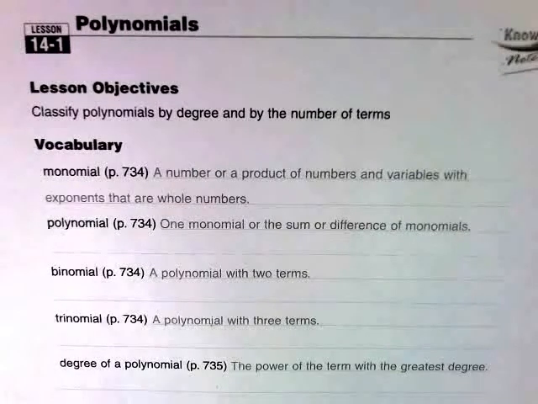Again, a polynomial is a monomial, or the sum or difference of monomials. So when we add together different monomials, that's going to be a polynomial. A binomial is a polynomial with two terms, so one addition or subtraction sign really. A trinomial is a polynomial with three terms, so two addition or subtraction signs really. And the degree of a polynomial is the power of the term with the greatest degree. So really we're going to be looking for exponents here.